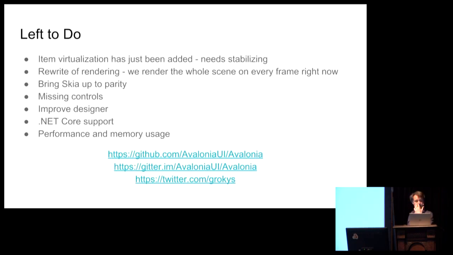We'd like to add .NET Core support. We currently target PCL Profile 7, I believe, so it should be easy enough to add, but we're just waiting for the csproj to support .NET Core. And finally, there's a lot of work to do on performance and memory usage. We're leaving optimization till the end.